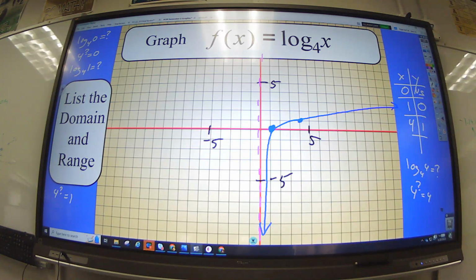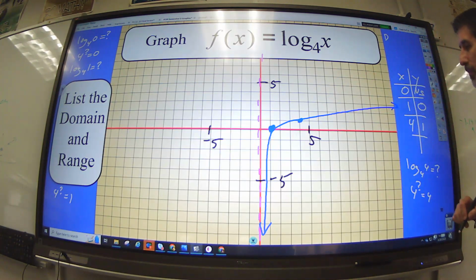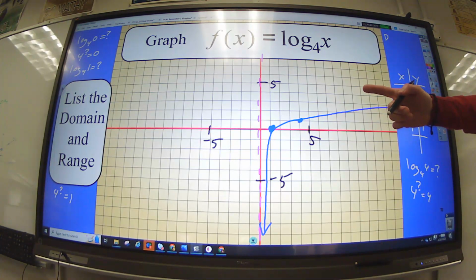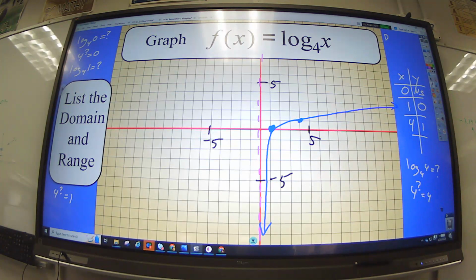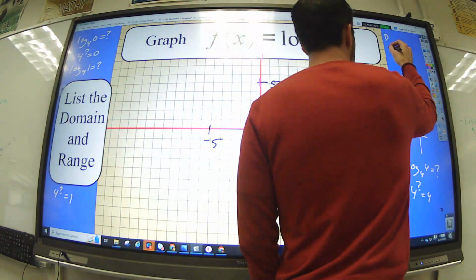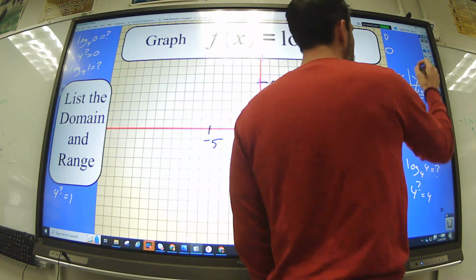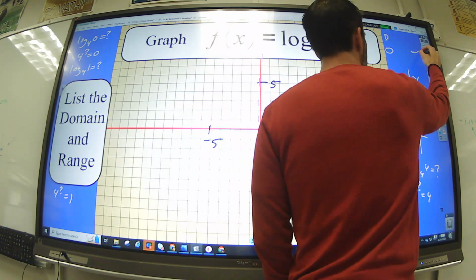Do I ask for the domain and range? Unfortunately, I do. Domain. Oh! What is my domain for this? What's the smallest number here? So confusing. Watch what I put here. See if this makes sense. I put the smallest number is 0, and the largest number is infinity.